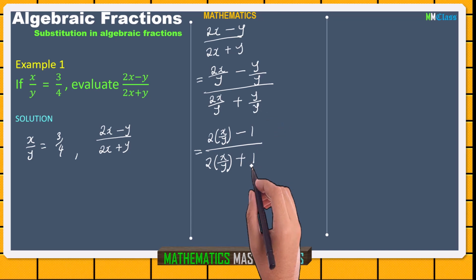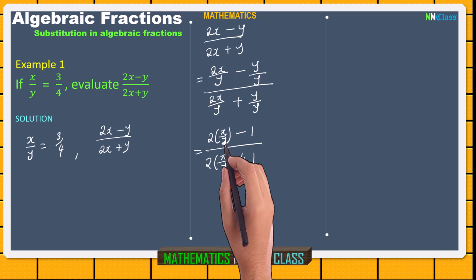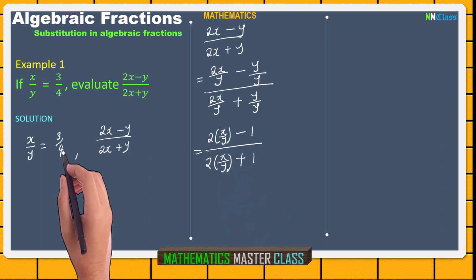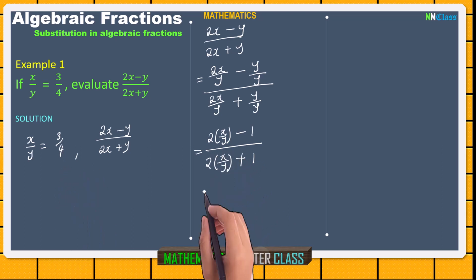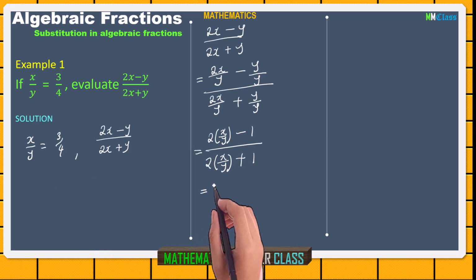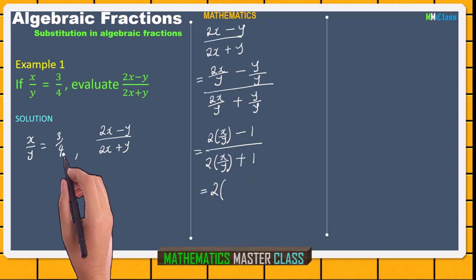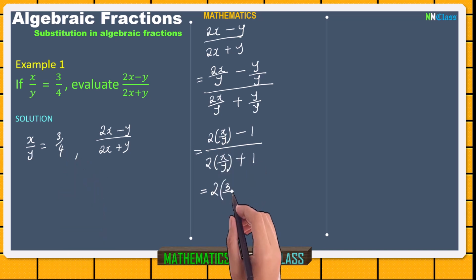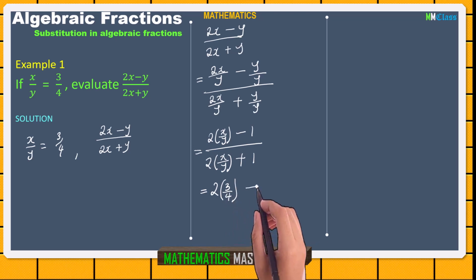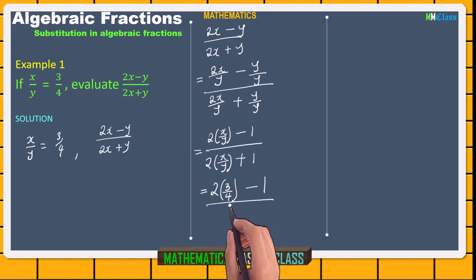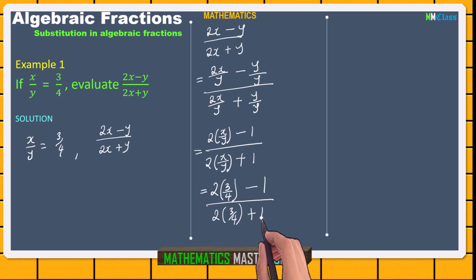With this, we can now do our substitution. Wherever we see x over y, we'll replace it with 3 over 4. So our substitution will be 2 into, we remove this x over y and put 3 over 4, close bracket, minus 1, all over the same thing here, 2 into 3 over 4 again, close bracket, plus 1.